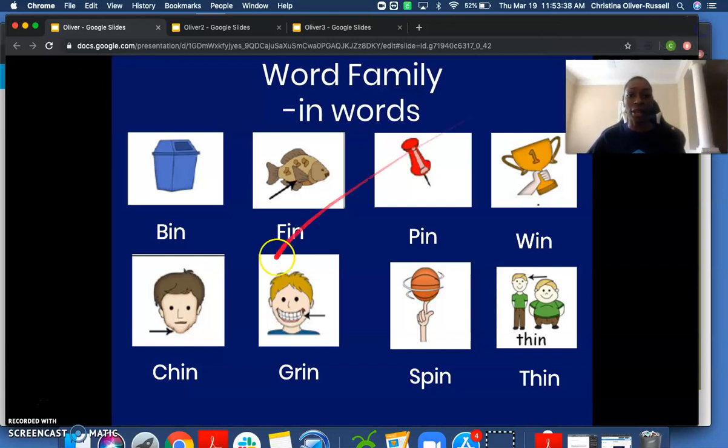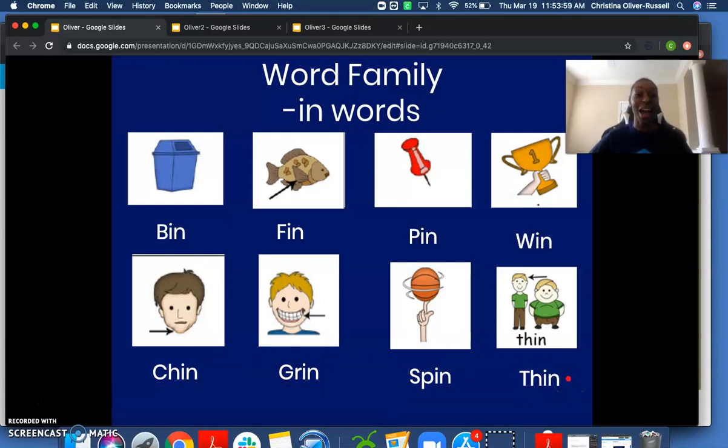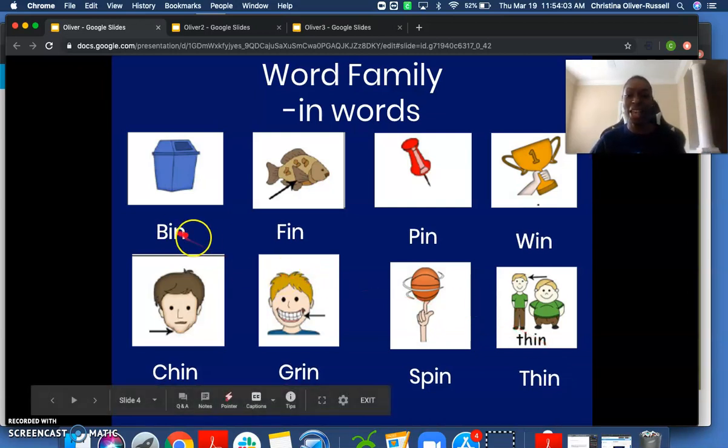Words like bin, repeat after me. Words like fin, pin, win, chin, grin, spin, and thin all have IN, all have that IN sound. So let's tap it out this time. We're going to need our hands for this, so shake your hands off, shake, shake, shake.